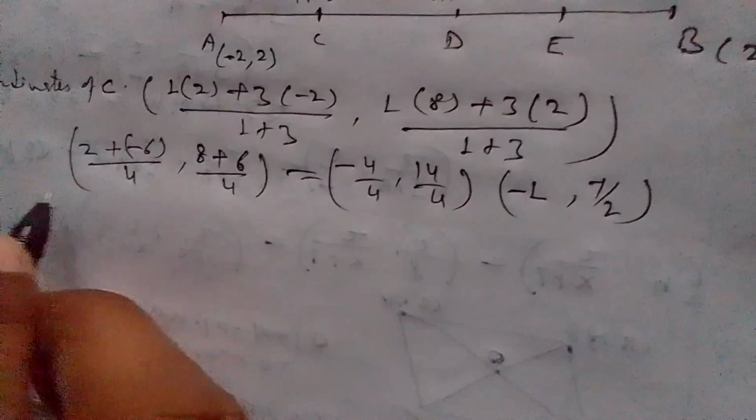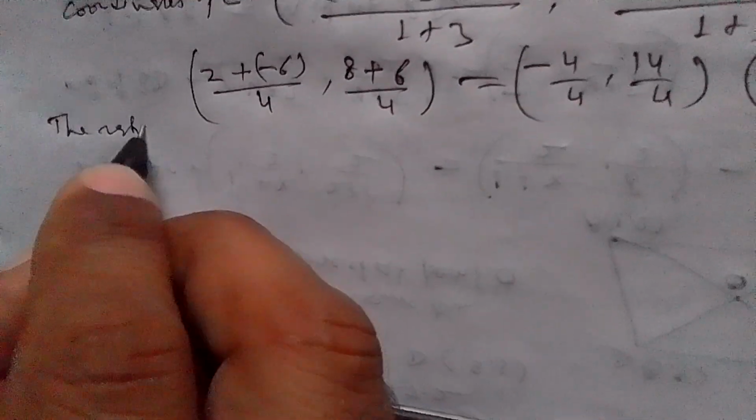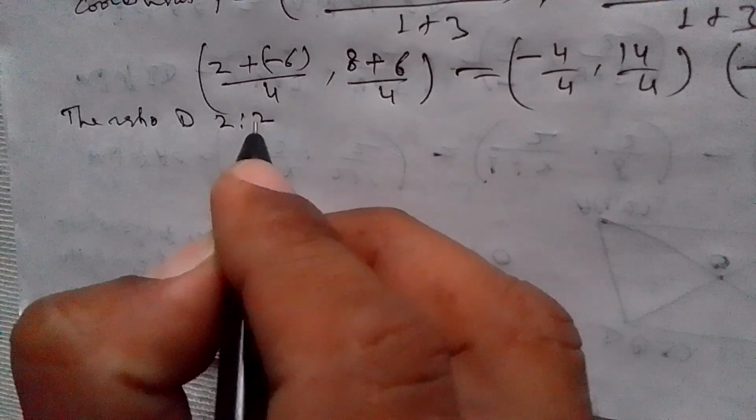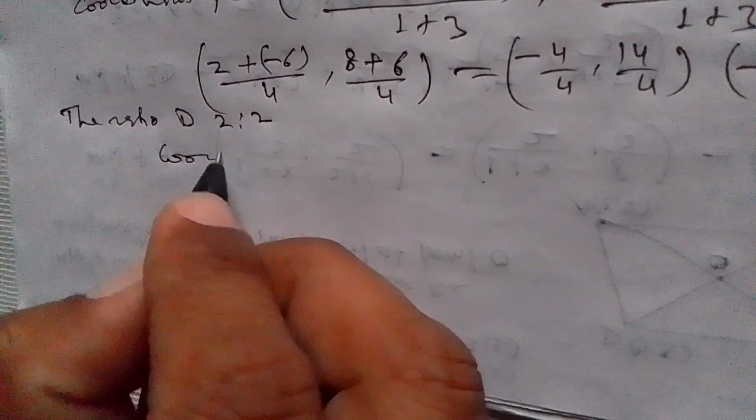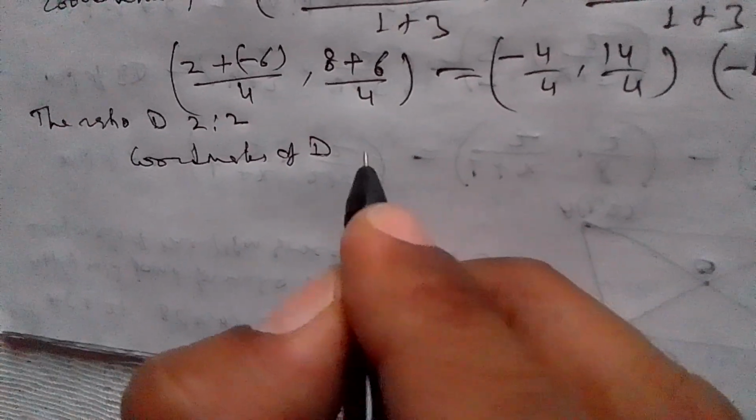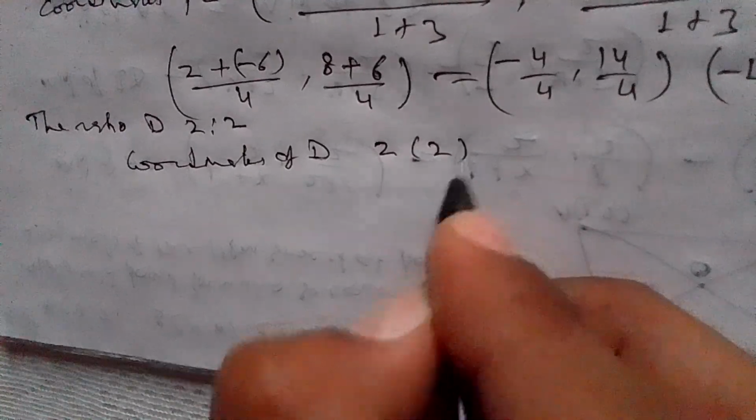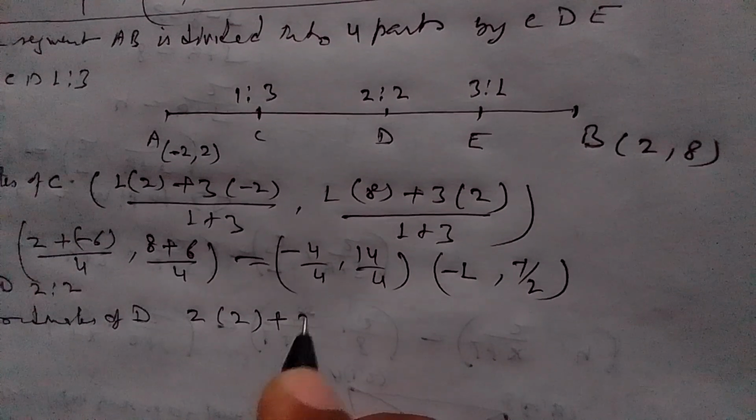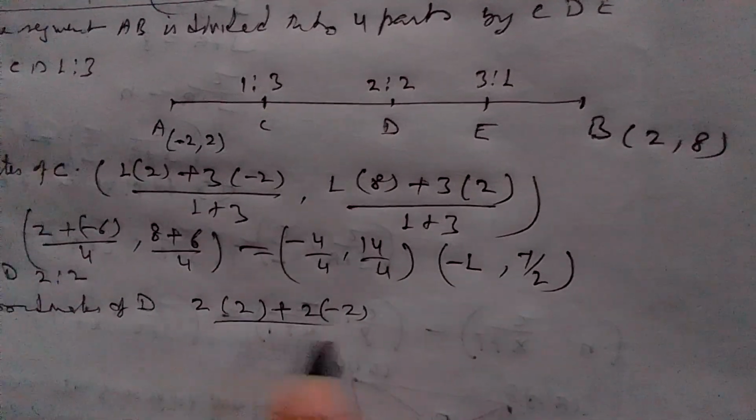The point D, the ratio at point D is 2:2. So coordinates of point D will be (2 multiplied by 2 plus 2 multiplied by minus 2) divided by 2 plus 2.